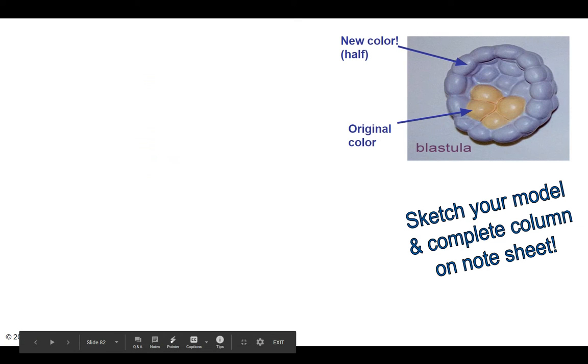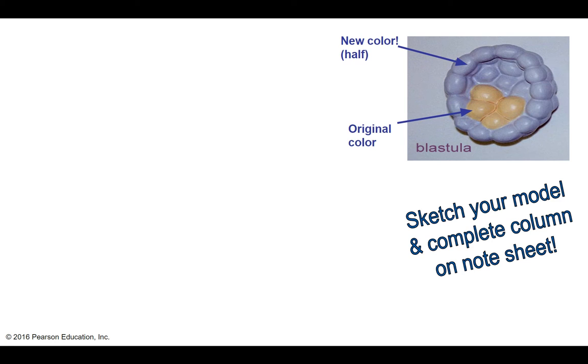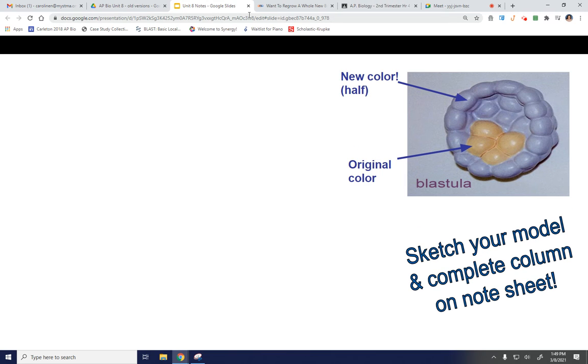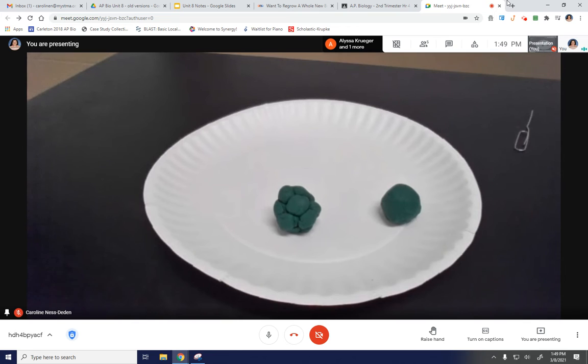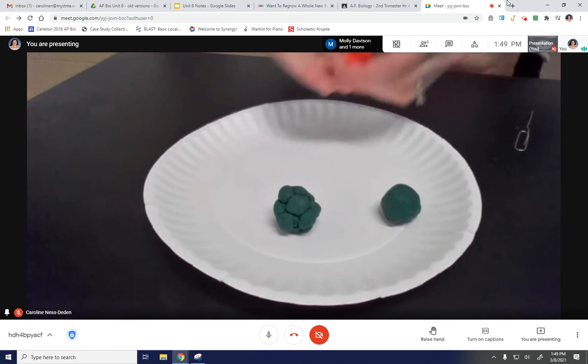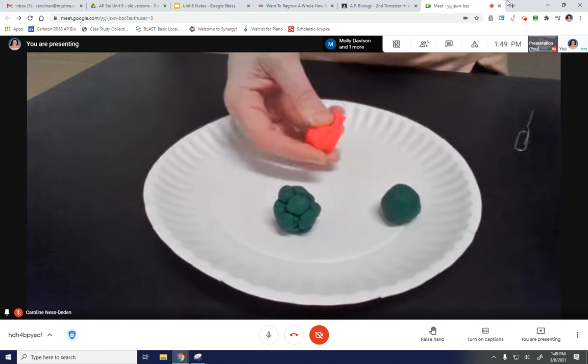All right, time to make our next model. So here you're going to need about half of a new color. So pick one of your new colors. I'm going to switch this over here. Doesn't matter which one, you'll use them both eventually. So you're going to use about half of one of your new colors.